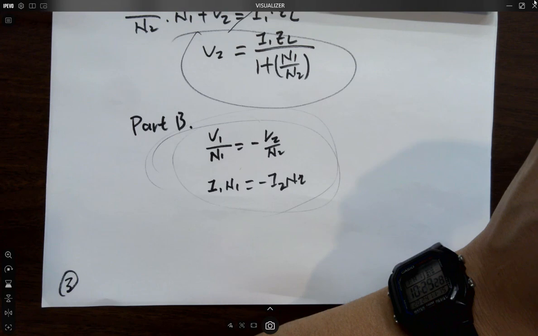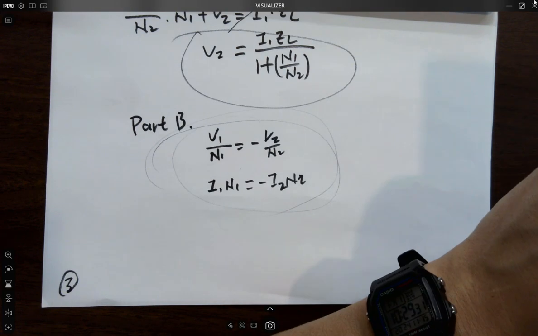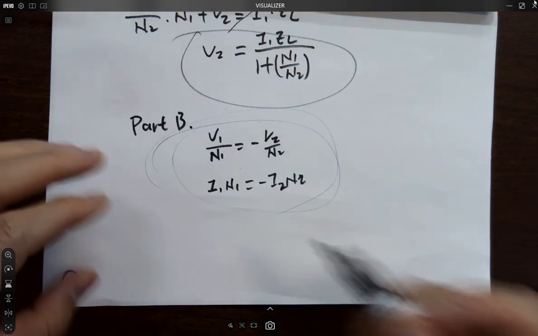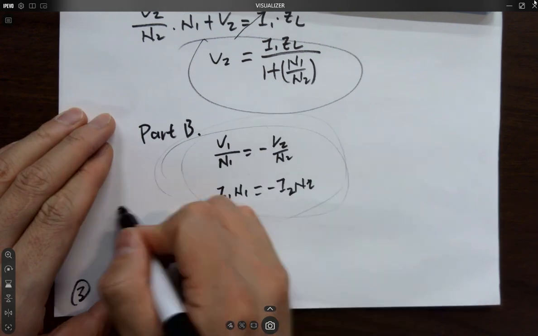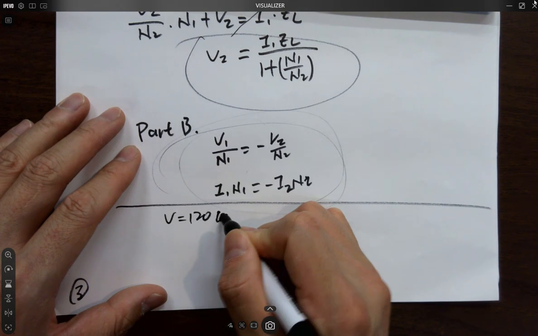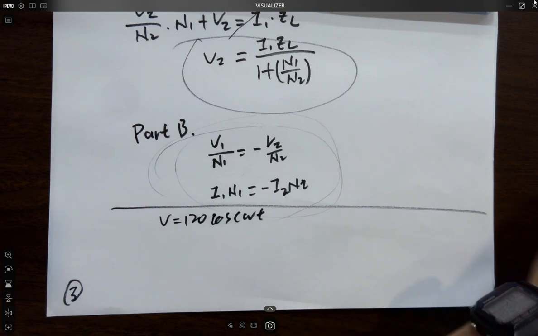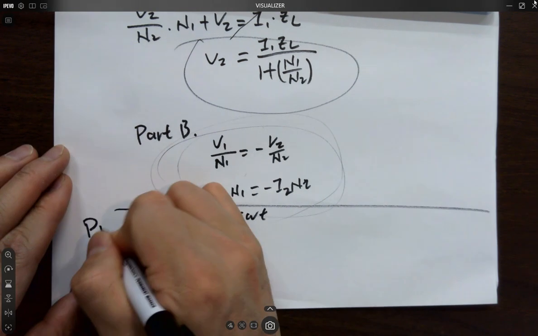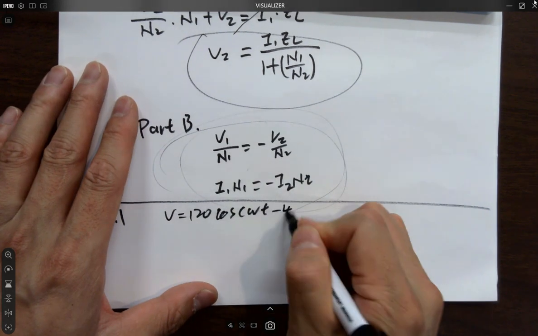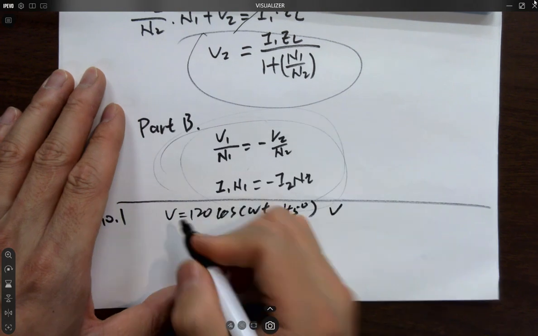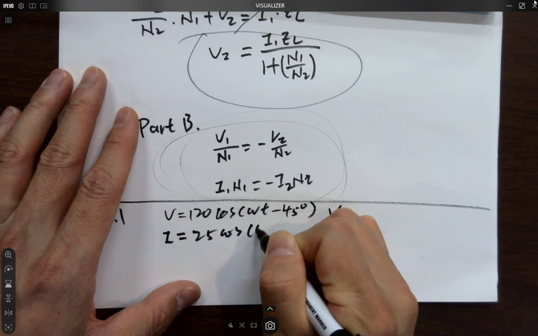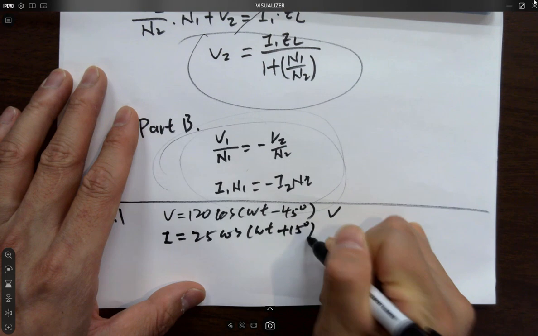For the next ones, let me see if there's anything you need to know. Okay. V equals 120 cosine omega t. I think it's nicer to have a problem number here for you guys. 10.1. Minus 45 degrees voltage, and I equals 25 cosine omega t plus 15 degrees amp.